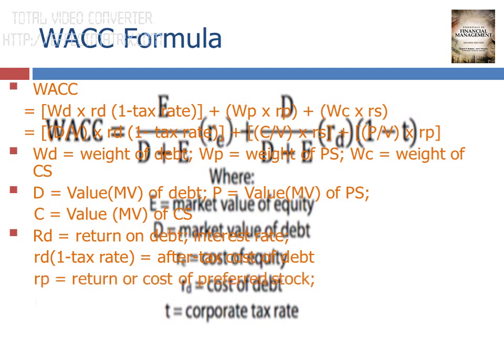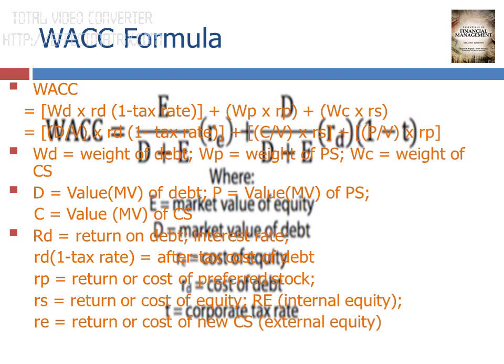RP is the cost of preferred stock. Then for the cost of equity, we have two. We have the cost of internal equity and external equity. There is a certain slide to discuss the details of that. RS is for the cost of retained earnings, internal equity. R sub E, to distinguish it from RE, retained earnings, is the cost of new common stock.